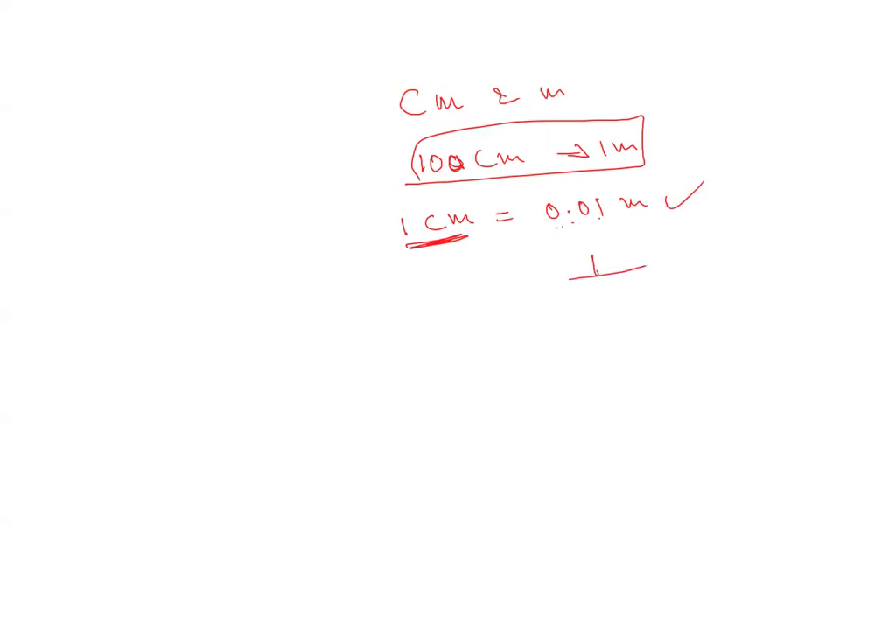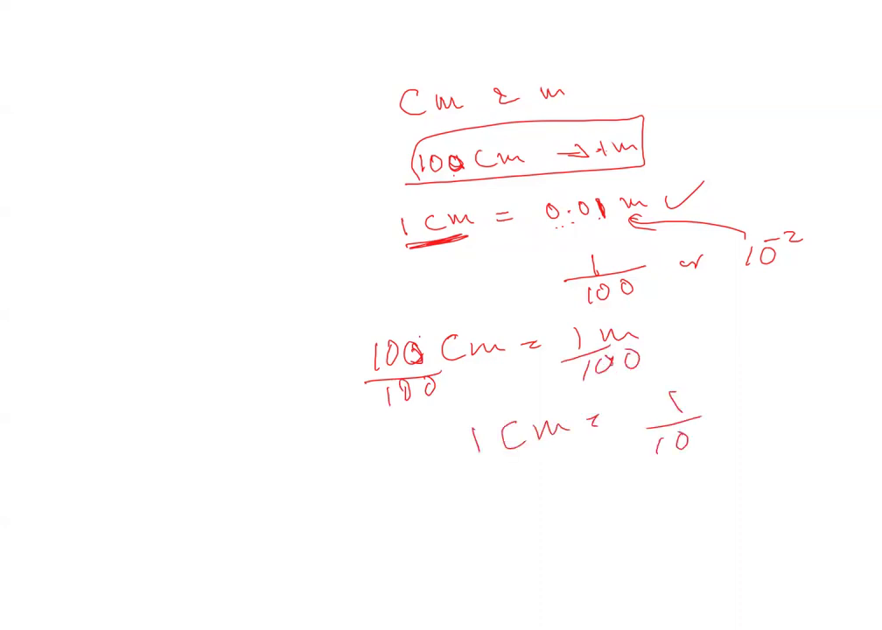That is because it's 1 over 100, or it's the same as 10 to the negative 2, which is the same as 0.01. Okay. Why is it? Because 100 centimeters is 1 meter. To make it 1, we divide both sides by 100. Then you get 1 centimeter equals 1 over 100 meter. That's the same thing. That's how we get it.